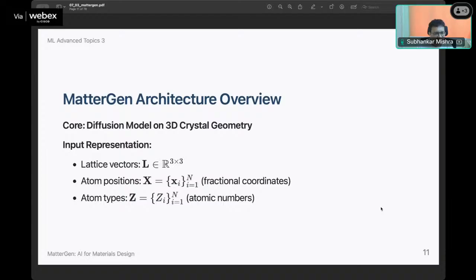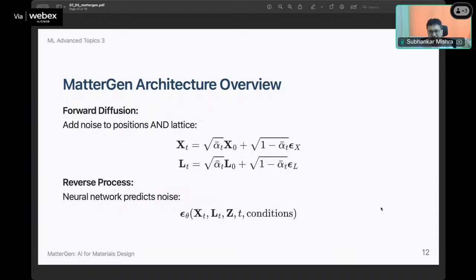So at its core, basically it's a diffusion model, and it operates on 3D crystal geometry, and it will take the lattice vectors, atom positions, and atom types as input. And in this forward diffusion process, we add noise to both the atomic positions and the lattice vectors, so that what we are doing is we're gradually destroying the structure. And in the reverse process, a neural network will learn to predict and remove that particular noise that we have.